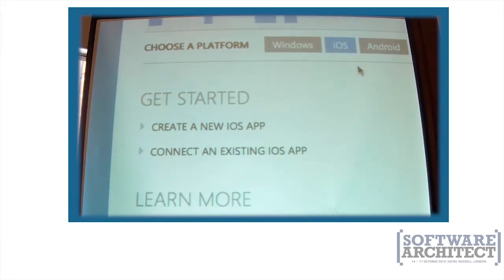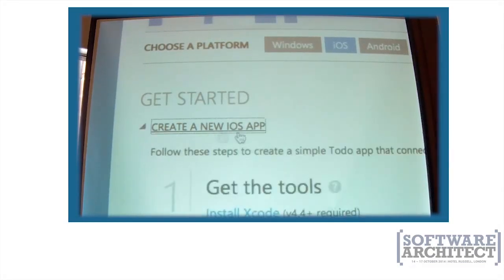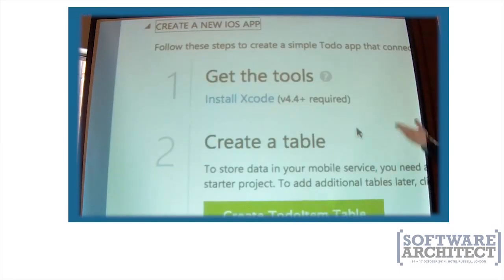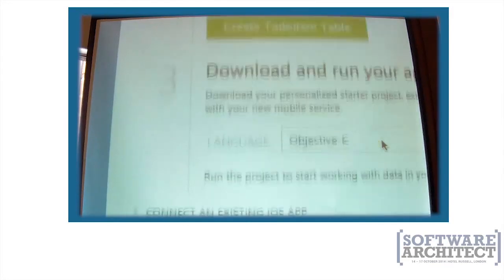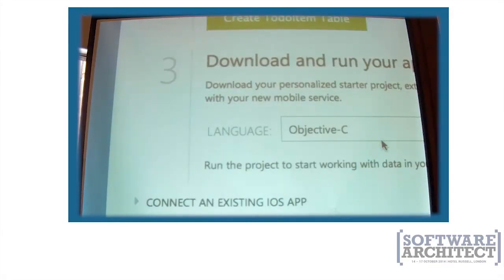So if I pick iOS, it says, OK, would you like to connect an existing iOS app, or would you like to create a new iOS app? In which case, you'll need to install Xcode, which is the development environment for iOS. You'll need to create a table, and that's on the back end, of course. It creates a to-do item table by default. And then finally, you'll need to download and run your personalized application. It just zips up a template, which you can download and run right away, already wired to your mobile service backend.